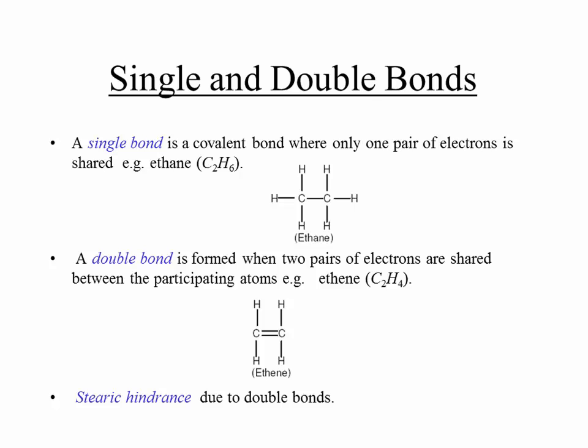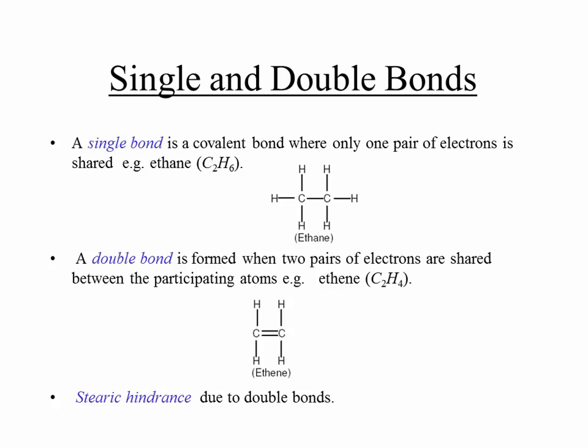A double bond is formed when two pairs of electrons are shared. For example, if you look at the molecule called ethene, C2H4, you have these two carbons sharing two pairs of electrons, and the rest of the electrons are shared with hydrogen. Now, for organic chemistry, or in biological systems, in living organisms, the difference between a single bond and a double bond is very important.